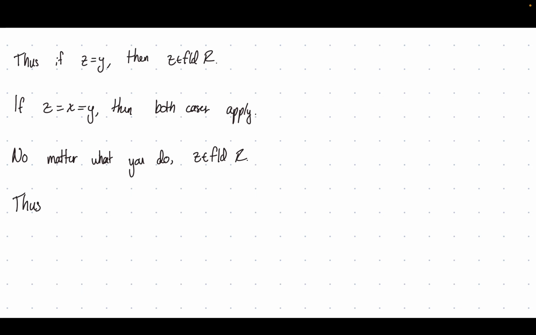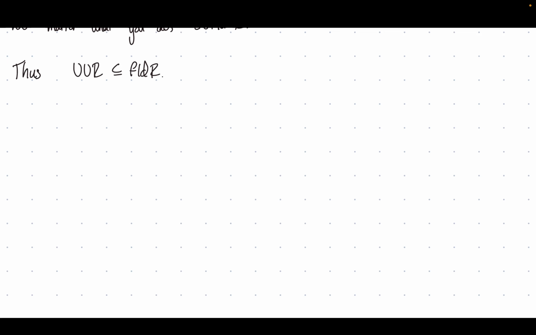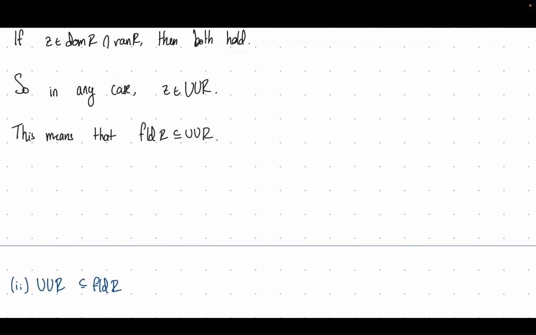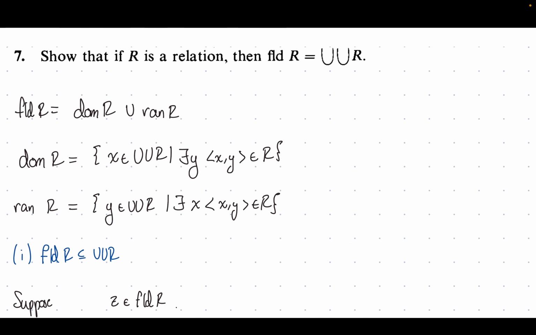Thus, the union of R must be a subset of the field of R. And we conclude then that the field of R is the exact same set as the union of R. Which is a nice fact. We can now think of the union of R and the field of R in terms of each other. Which I don't know when it comes useful, but it might, so it's good to have in mind.